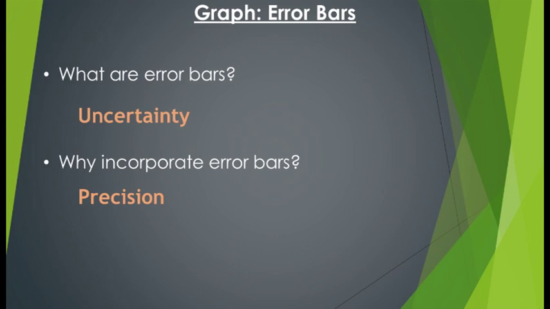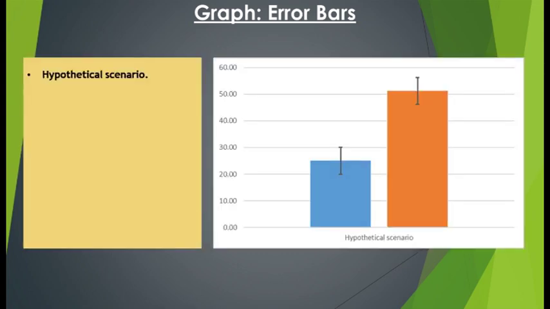Let's take a hypothetical chart. The blue column is at value 25, while the orange is at 51. If we were given a data point that was 38, would we know which group it belonged to? We have to ask 2 main questions. Are the error bars overlapping? And are the 2 data sets significantly different?